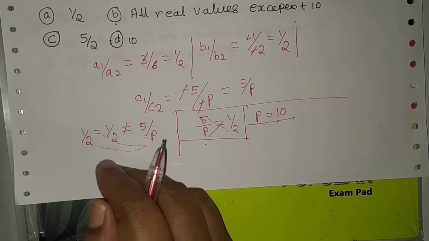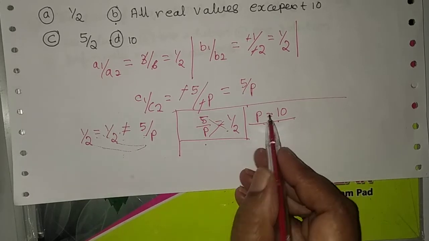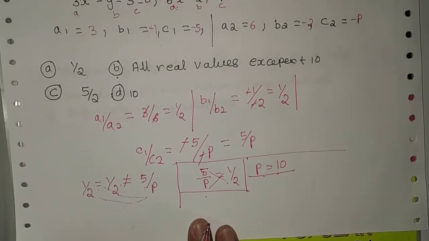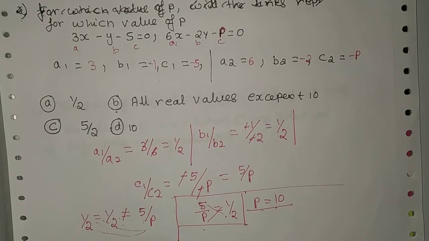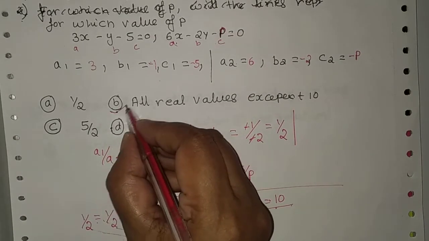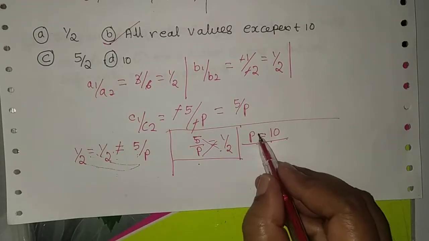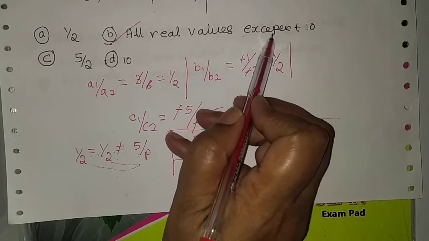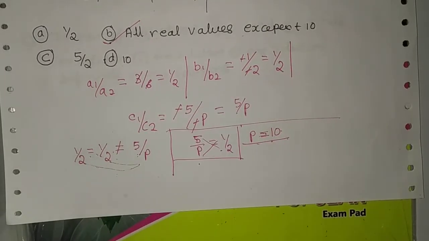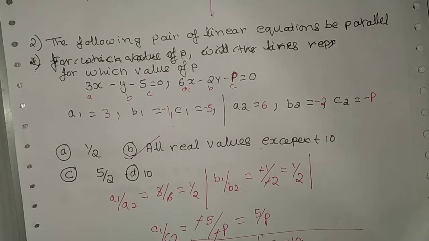So what is the conclusion? Because this is the condition, p can have any number other than 10. So the option here is B: all the real values except 10. So p we got here is 10, and excluding this, all the real values except 10 is the correct answer. So option B is the correct answer. Now we move on to the next.